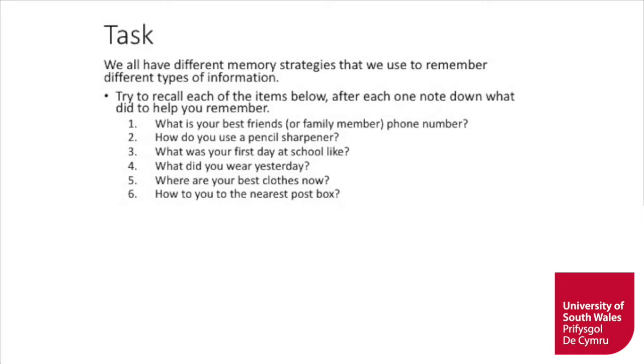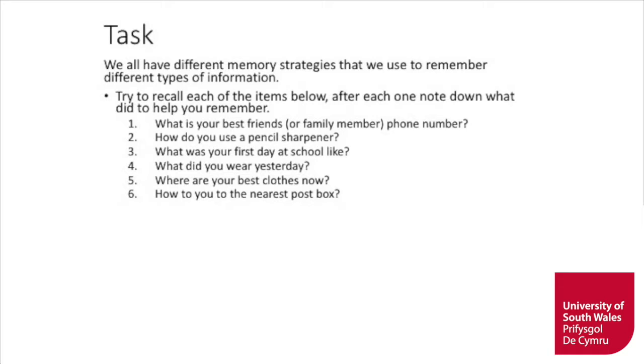So I've got a little task for you now, really to start to get you thinking about the different memory strategies that we use to remember different types of information. What I'd like you to do is try to recall each of the items below, and after each one, when you've asked yourself the question, ask: what did you do to help you remember that? Okay, I'll give an example.